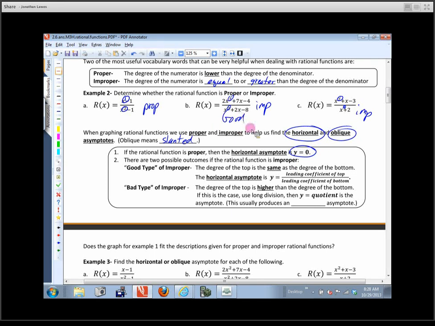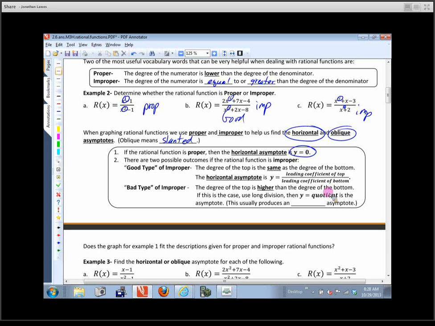Okay? And the reason we like that type of improper is because the horizontal asymptote is still very easy to find. It's y equals the leading coefficient of the top over the leading coefficient of the bottom. So we're used to using that leading coefficient to tell a lot about the shape of a graph. Same thing is true here. Make sure it's in descending order. Okay? Grab the leading coefficient on the top, put it over the leading coefficient on the bottom. That's going to be our horizontal asymptote.